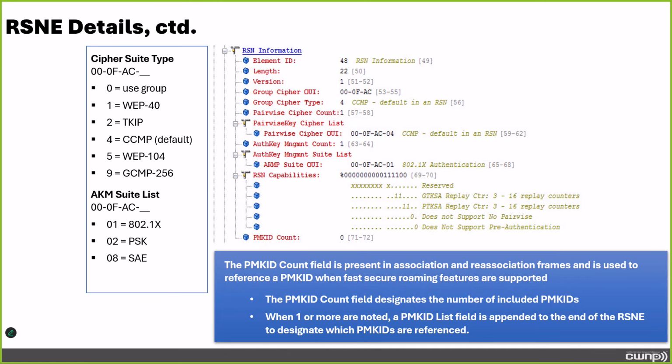How am I getting the keys that I use for the encryption? Am I using 802.1X? So I'm going through PEAP or EAP-TLS to get my eventual PTK after the four-way handshake. What is the flow that I'm using to get to that end result? Or am I using PSK with WPA2? Or am I using SAE with WPA3? Okay, this is the question that we're getting answered by the cipher suite type and the AKM suite list.